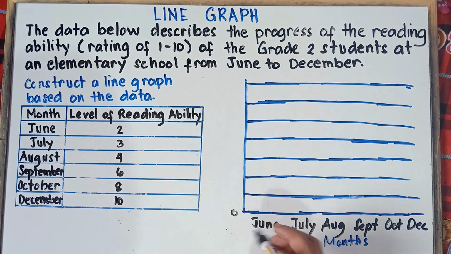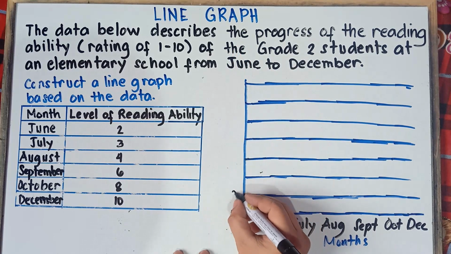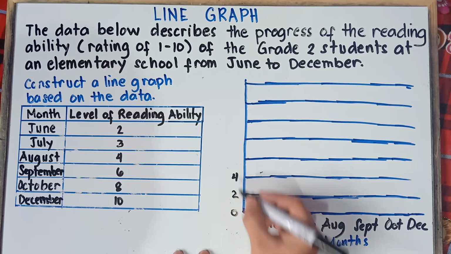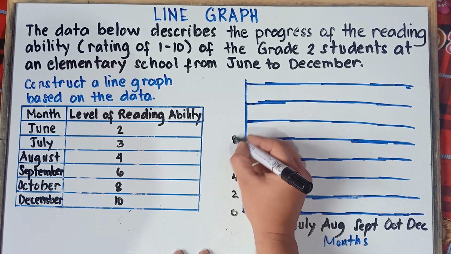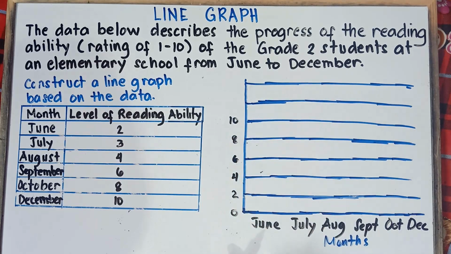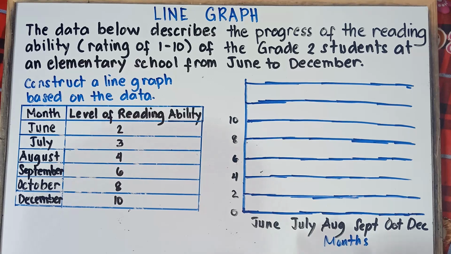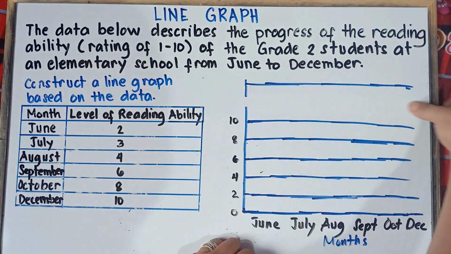So we start with 0, and then 0 plus 2 is 2. 2 plus 2 is 4. 4 plus 2 is 6. So 0, 2, 4, 6, 8, and then 10. Alright, and then we will be erasing this top part, this one right here.